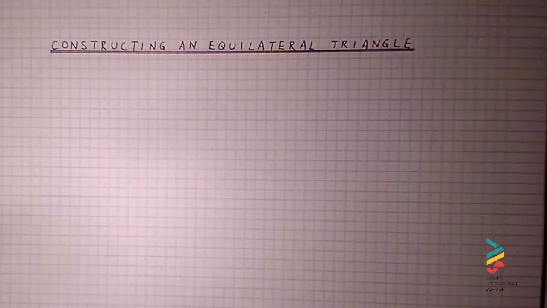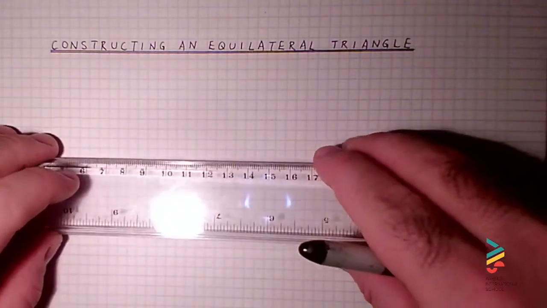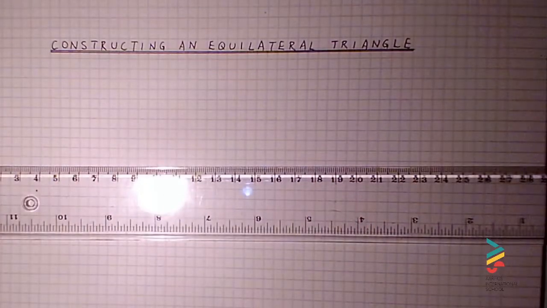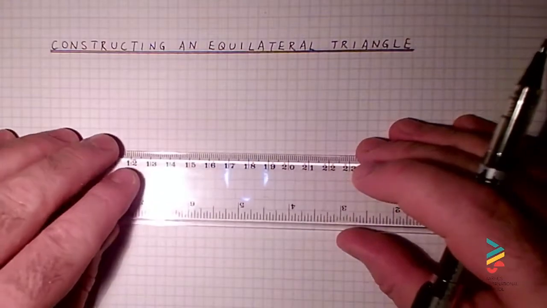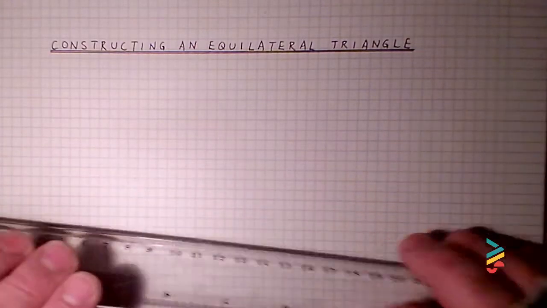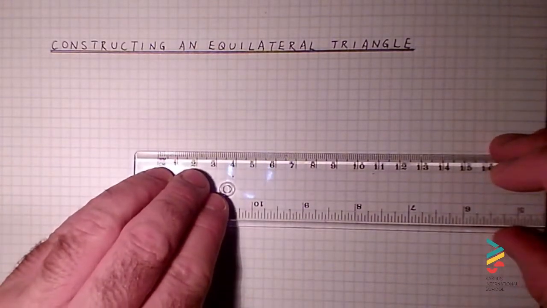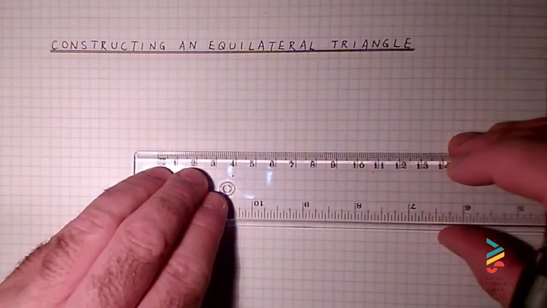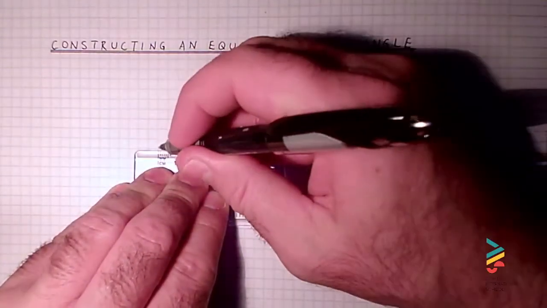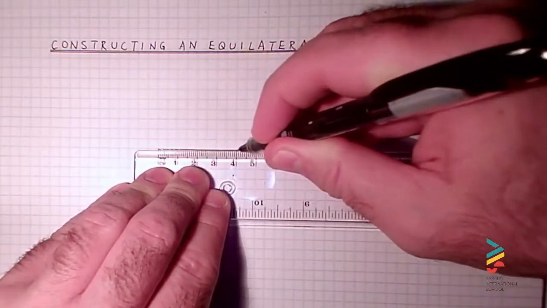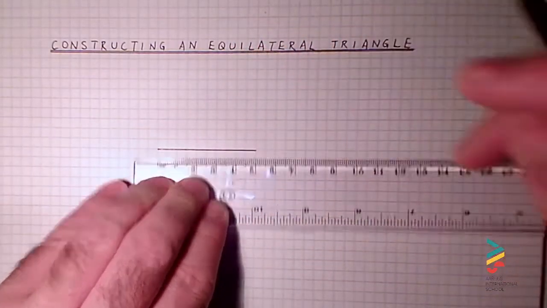So this video is all about how to construct an equilateral triangle. The thing about an equilateral triangle is that all of the sides are the same and all of the angles are the same. So let's randomly say we want to draw an equilateral triangle with side lengths of 5 centimeters. So I'm going to measure 5 centimeters with my ruler.